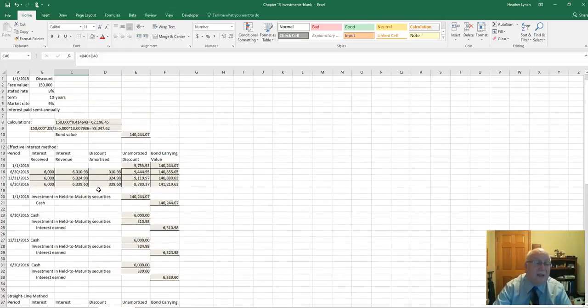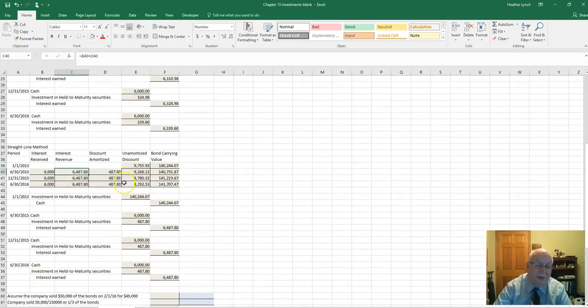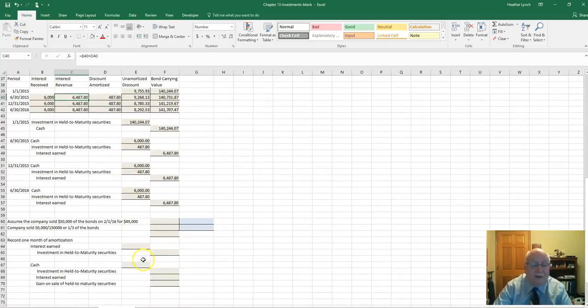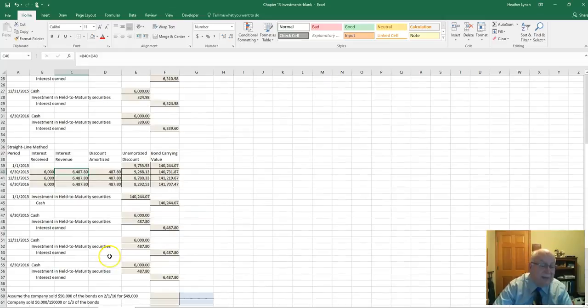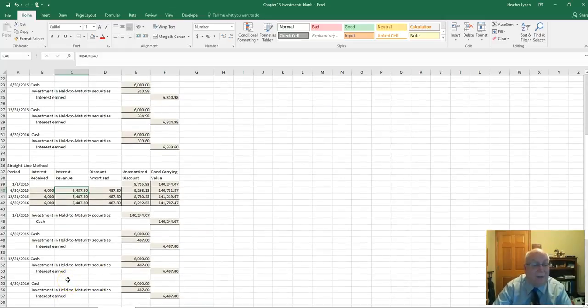So this is the effective interest method for the discount and for the straight line. Okay, I'll cover this next time. All right, that should be it, and hopefully that helps.